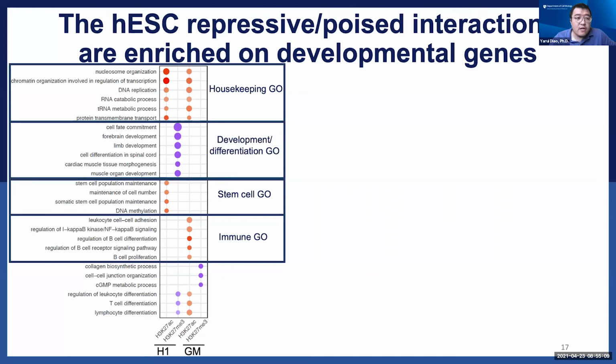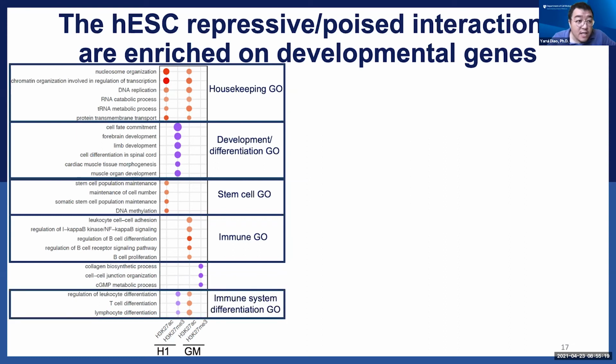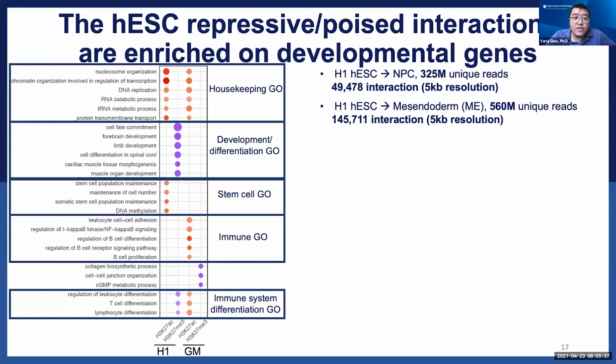And interestingly, we found that the K27 trimethylation-associated interactions are enriched for genes that are important for development, all kinds of development, including T cell differentiation and lymphocyte differentiation. But interestingly, these genes switch: they are enriched in the active interactions that we detected in GM. So this result suggests that this repressive interaction identified by HiCAR might be important for stem cell differentiation.